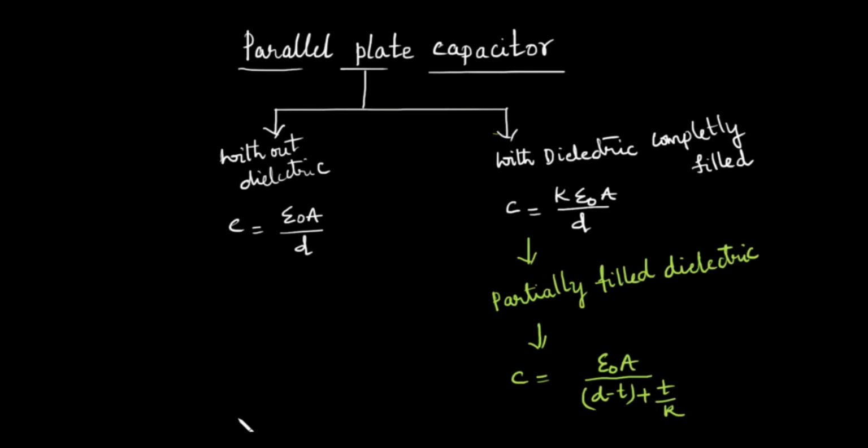What we have discussed till now is a parallel plate capacitor. Without dielectric between the plates, capacitance is equal to epsilon naught A by D. With the dielectric completely filling the plates, capacitance is equal to K epsilon naught A by D. And with the dielectric partially filled, capacitance is equal to epsilon naught A by D minus T plus T by K.